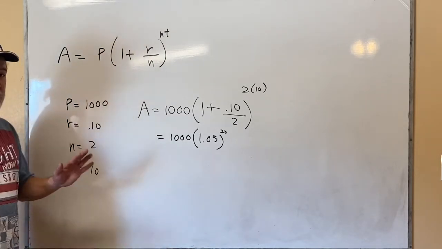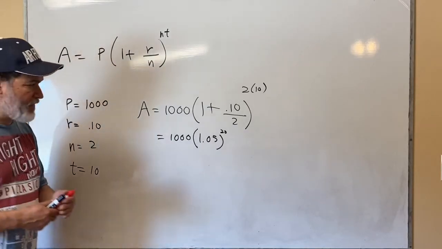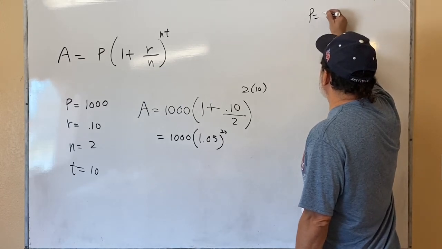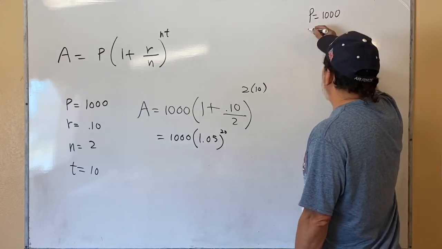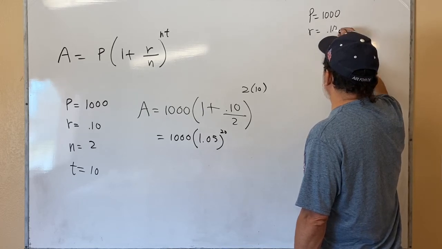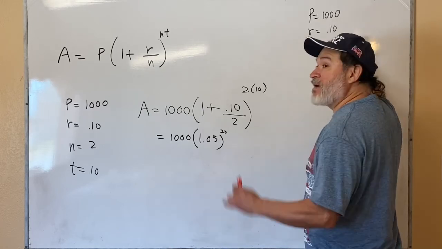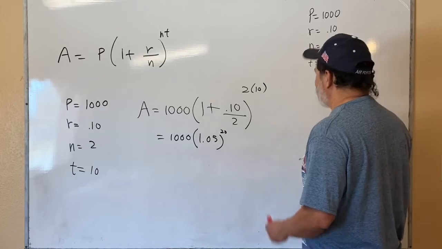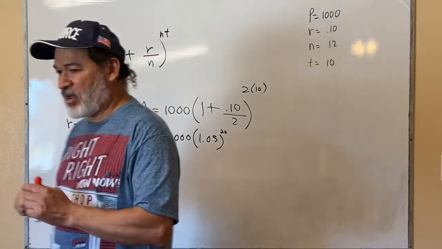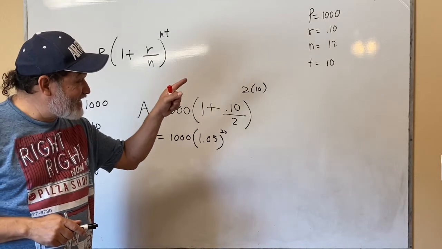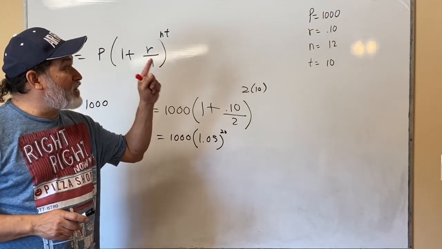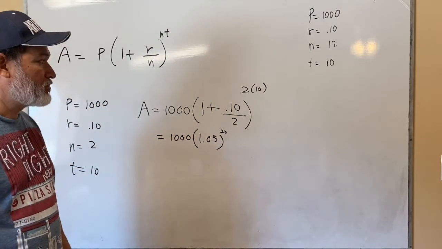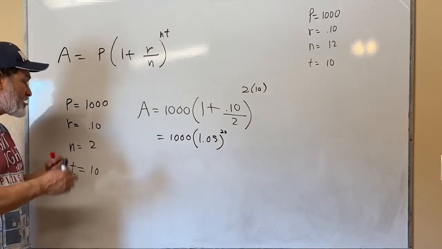Okay. I don't have my calculator, guys, so you're going to have to use your calculator, okay? So if you do it monthly, let's keep the same amounts. P equals 1,000. R equals 0.10. N equals monthly, that's 12. And T equals 10 years. Guys, that gives you a better amount at the end of the 10 years. It's going to be better than this one because it's compounded more.